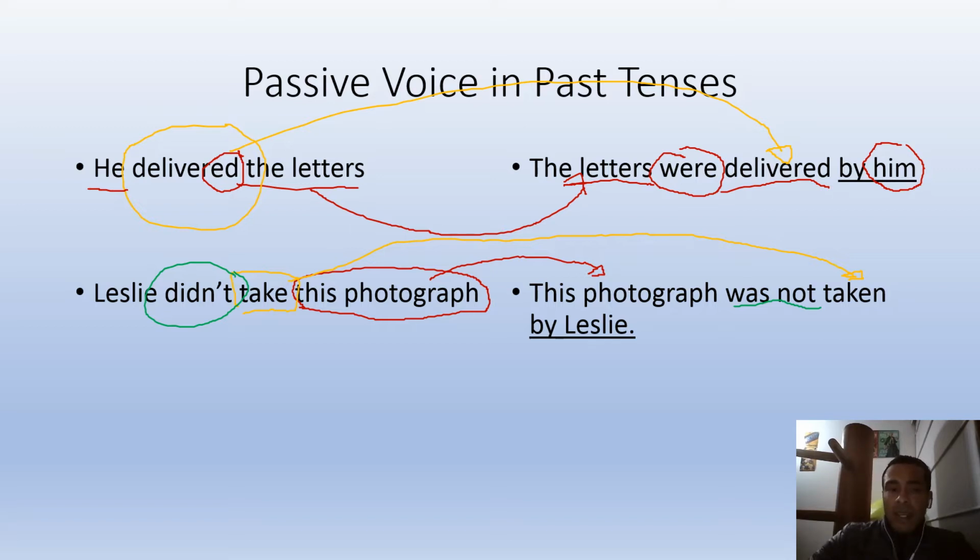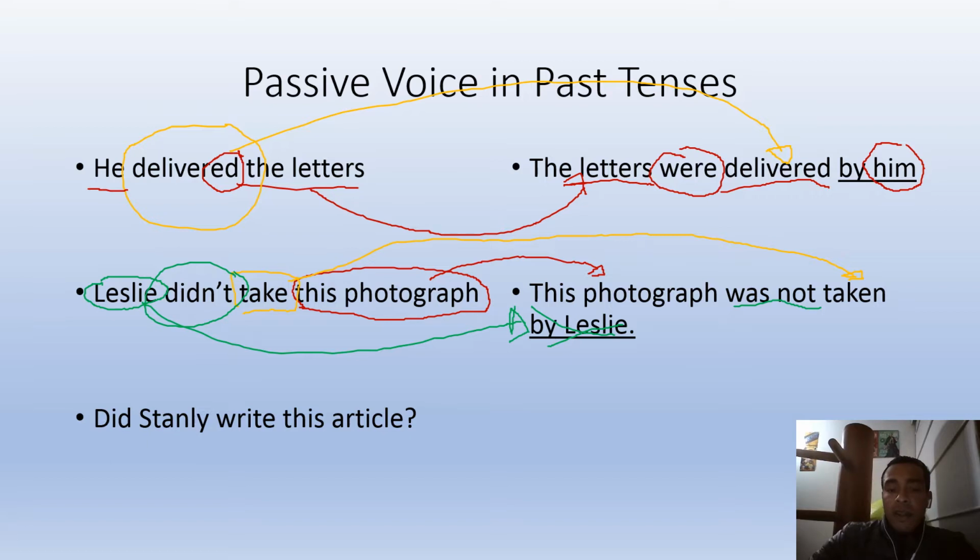And once again, Leslie is the subject here. If we think that it is relevant, we can place it at the end using "by Leslie," or we can just cross that out and drop it. This photograph was not taken.